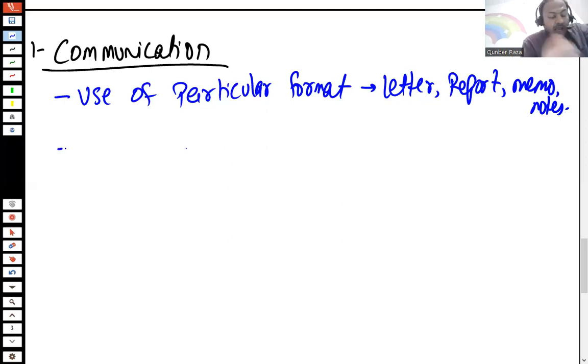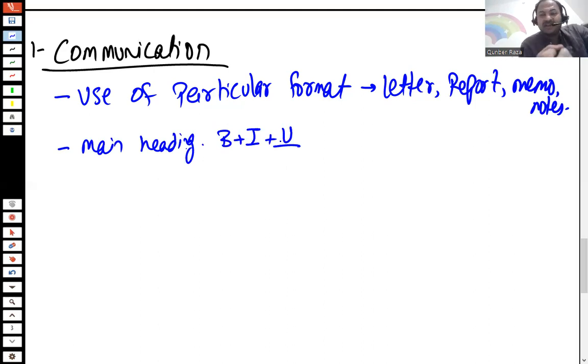Second, I always guide my students that communication includes this as well: make your own formatting style. That's just for reference. For example, you are addressing a question and there is a general theme of the question, for example, adjustment of losses. So it could be your main heading. Make one format for your main heading. For example, it is bold, italic, underline. I'm just giving an example.